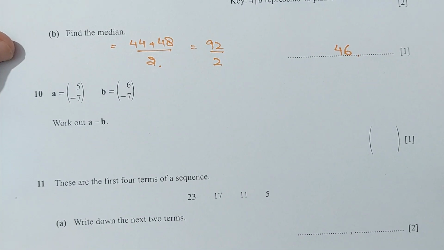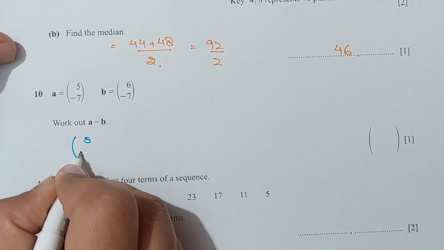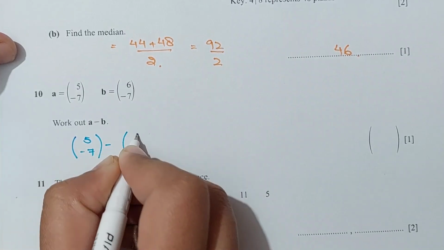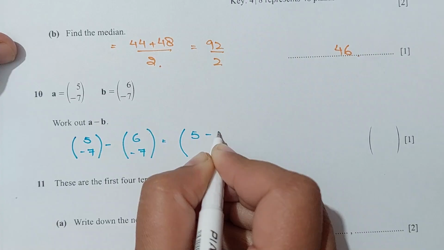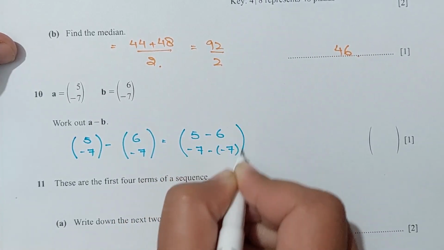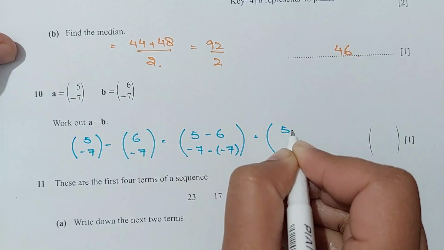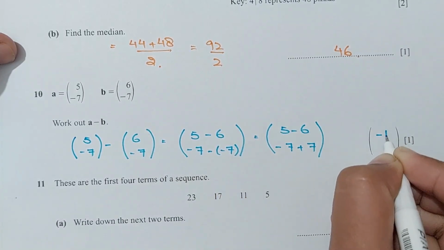Question number 10, we have vectors A and B. Work out A minus B. A is (5, -7). B is (6, -7). So 5 minus 6, and negative 7 minus negative 7. This is 5 take away 6, and negative 7 plus 7. So this would be (-1, 0).